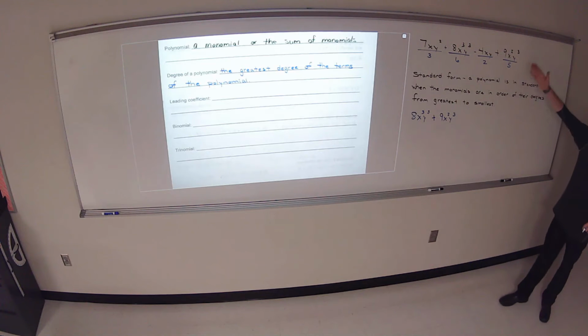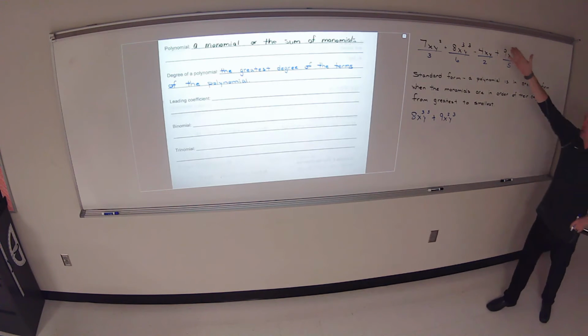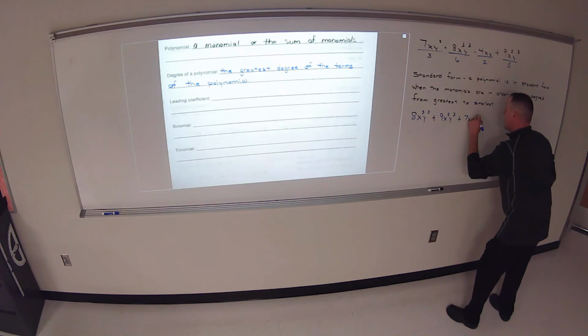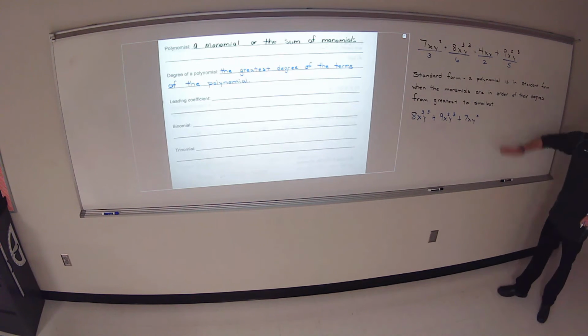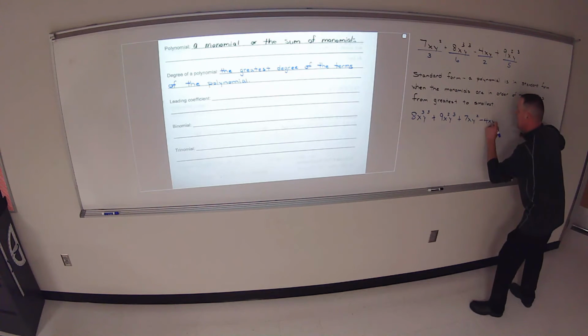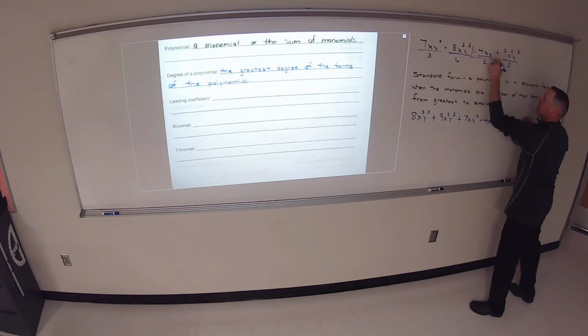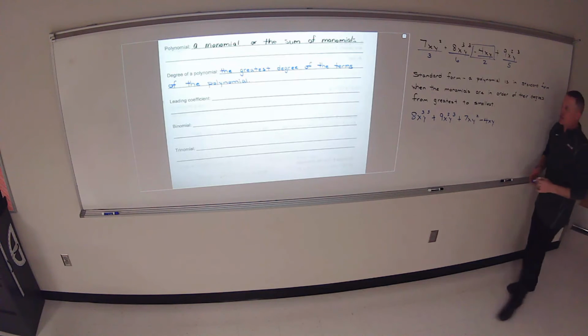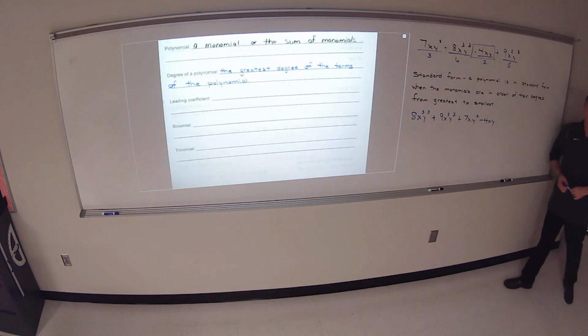What would come after my degree of 5? My degree of 3. So this is going to be plus 7xy squared. And then finally, my smallest degree is a degree of 2. And remember that the sign that's in front of the term goes with it. So that's why this is a minus 4xy. This is in standard form, highest degree to lowest degree.